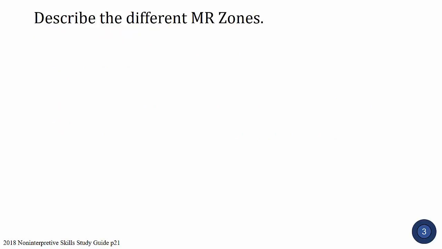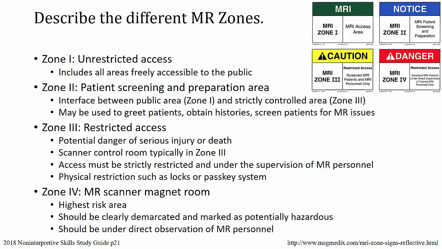Next question, describe the different MR zones. All right, so the MR zones refer to the areas around the magnet that basically, as you get closer to the magnet, the risk increases. So it describes both the proximity of the magnet as well as the risk and also what should happen within those zones. So zone 1 is essentially unrestricted access and it includes all areas freely accessible to the public. So you are now likely sitting in a zone 1 wherever you are. So this is just any public area.